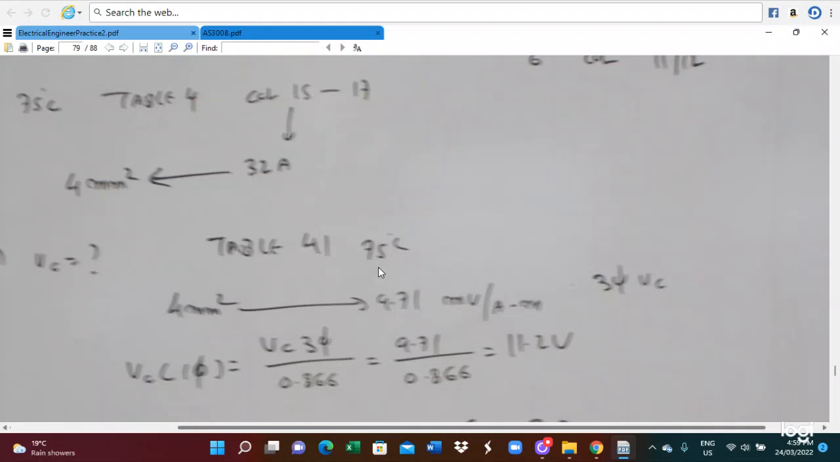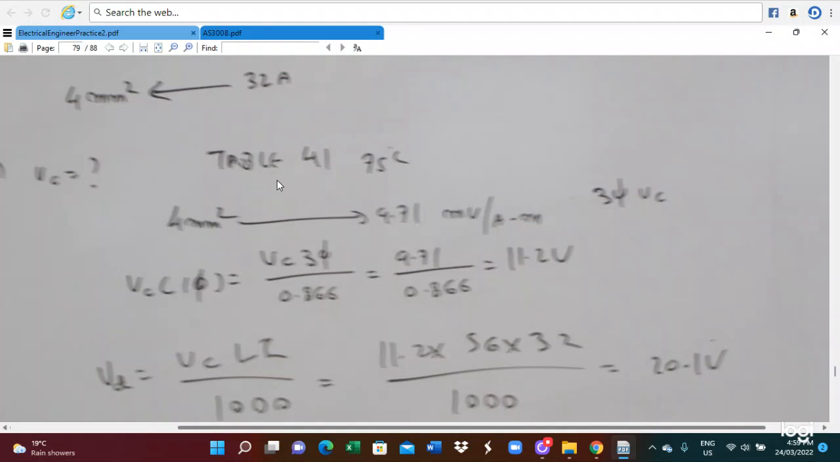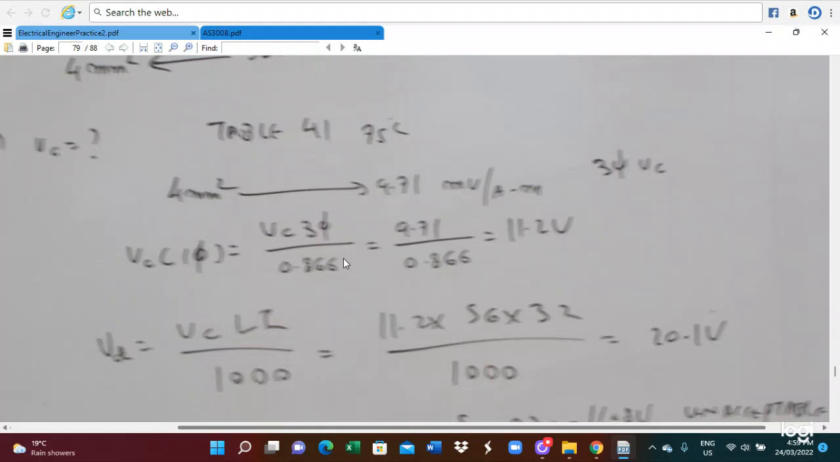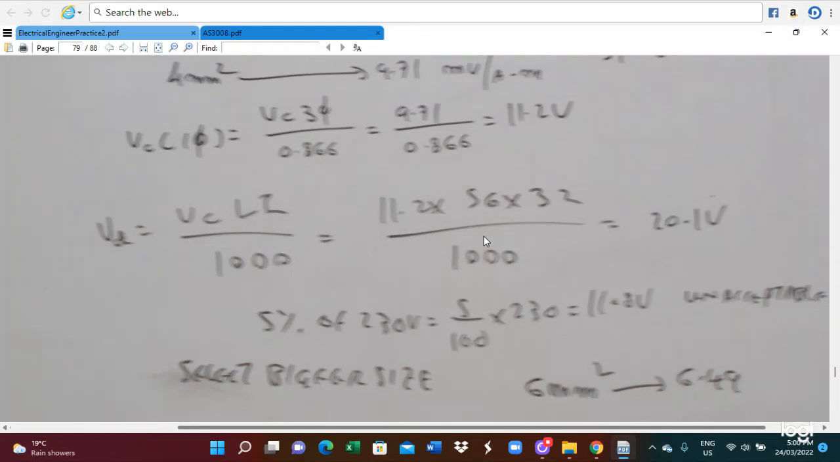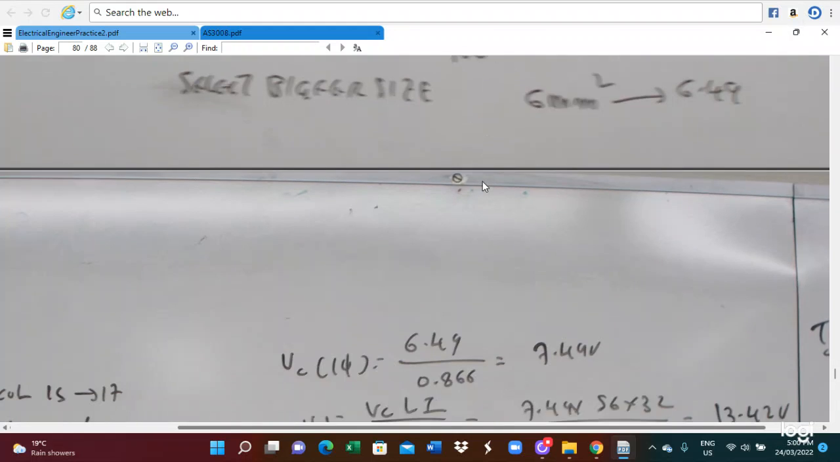Therefore, in this problem, firstly we select the cable based on the current, but this cable size is not enough after calculating the voltage drop. Therefore, we have to select a bigger and bigger cable. So we calculate the voltage drop and compare with 5% of the supply voltage, and if the accurate calculation is more than 5% of the supply voltage, this cable size is not acceptable.